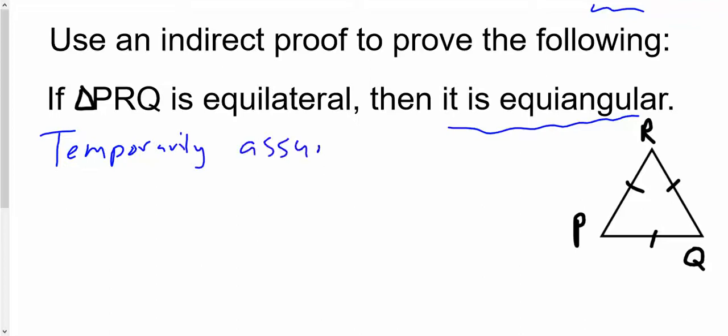I may have spelled temporarily wrong. My spelling is, as you guys know, not the best.